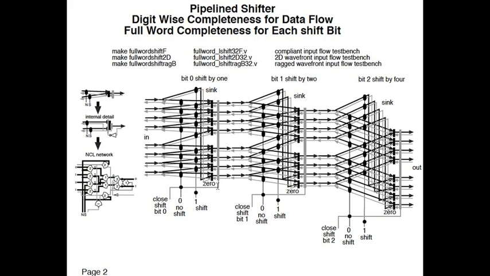Now we're doing the word completeness for the shift command because the 2D pipelining doesn't work. As I mentioned, I tried doing 2D pipelining, but it got too complicated and too expensive. So we're taking full word completeness to close with the shift command bits. Now the program for this is the full word shift. Full word 32f.v, and this is the make command.